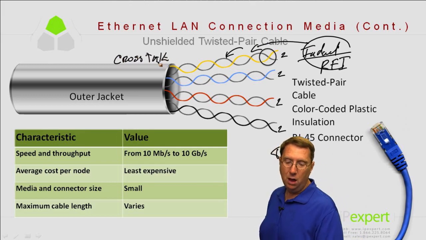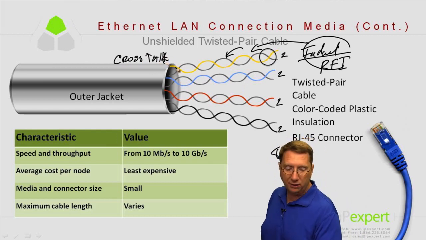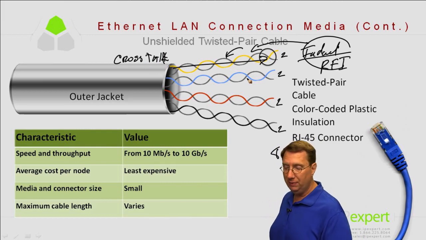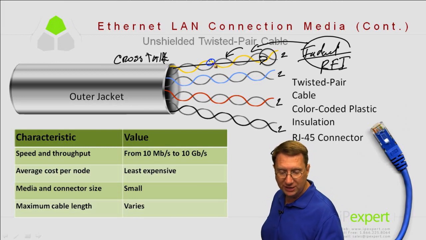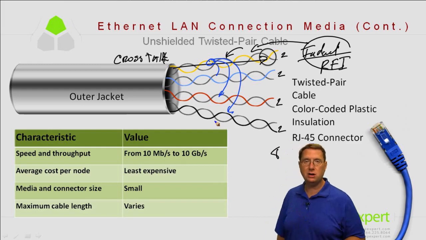Now, crosstalk is important because what ends up happening is that, say, on this string of connections, I'm carrying a conversation. Now, what I want to do is I want to ensure that this conversation does not bleed over into any of the other pairs. This process is called crosstalk.